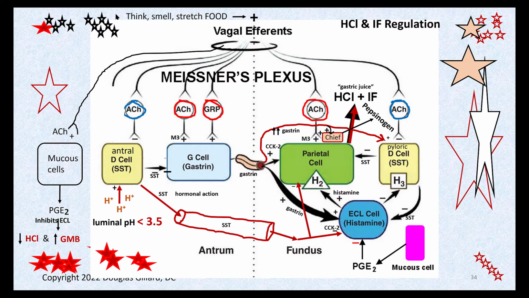So let's take that hamburger. Thinking about a hamburger, smelling it or putting it in your mouth, or the hamburger stretching the stomach, they are all going to stimulate Meissner's plexus to release some stuff. Let's talk about acetylcholine first. So acetylcholine is released from Meissner's plexus, and it flows and binds to, let's do the parietal cell first. The plus means it's a positive effect. It binds to M3 receptors on parietal cells and causes the parietal cells to produce hydrochloric acid and intrinsic factor.